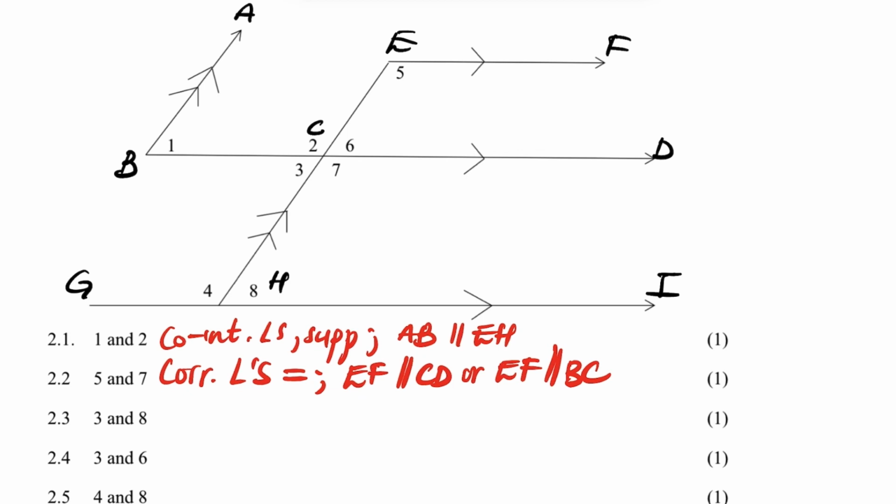Alright, 3 and 8. They are alternating angles. If you form a Z there, this and this are equal. So alternating angles are equal because line BD is parallel to GI.